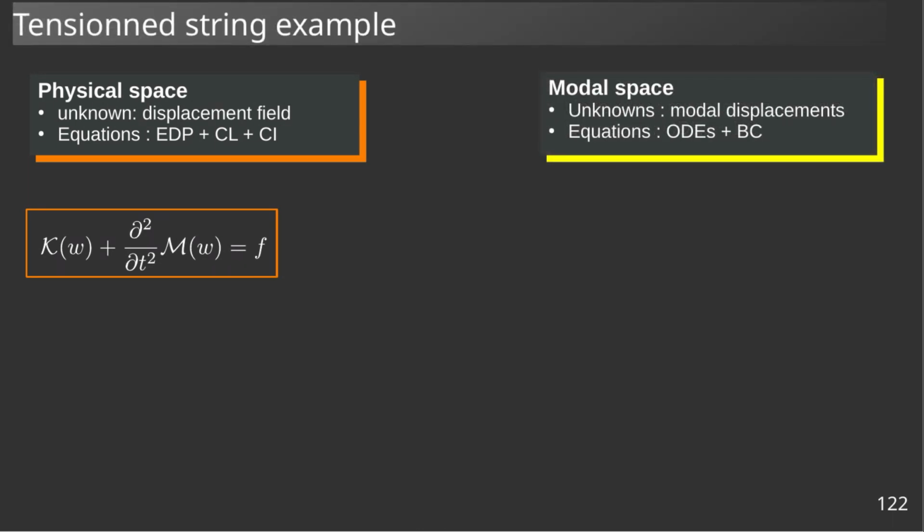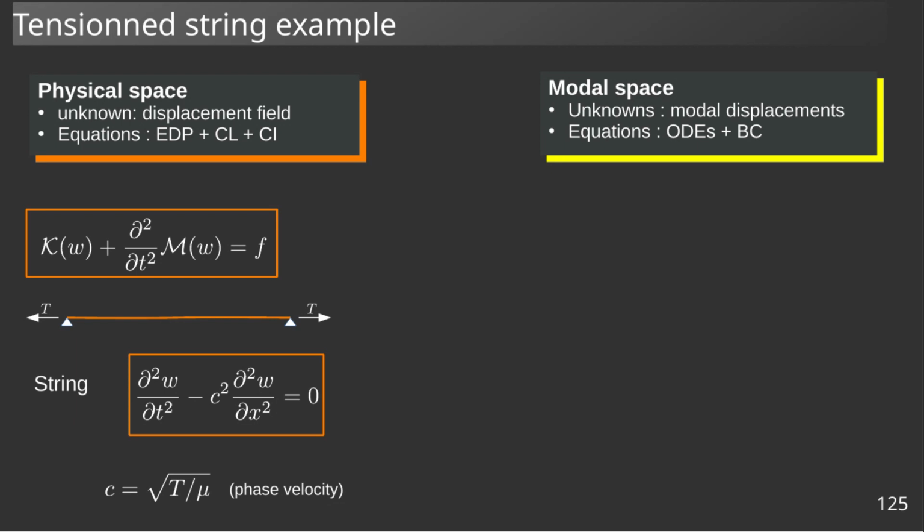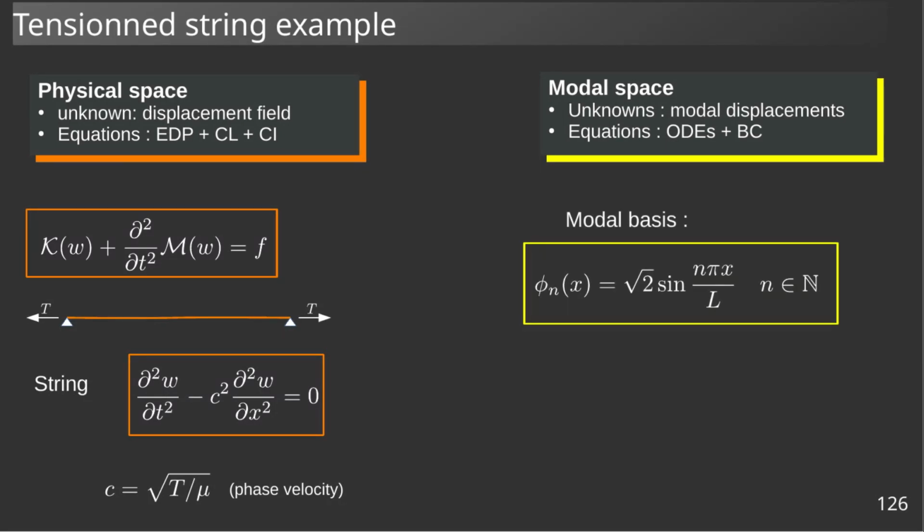Before ending, I propose to illustrate the principle of modal-based resolution in the case of the vibrating string without external forcing. The dynamic equation is recalled here, written in a form in which appears the phase velocity of the waves and in which the mass operator is unitary. The modal basis is given by the set of functions square root of 2 sine n pi x over L. This coefficient square root of 2 allows us to have an orthonormal basis.